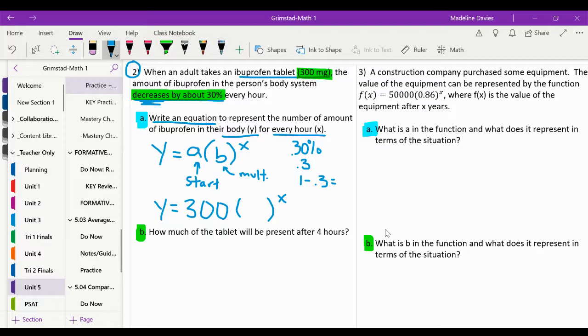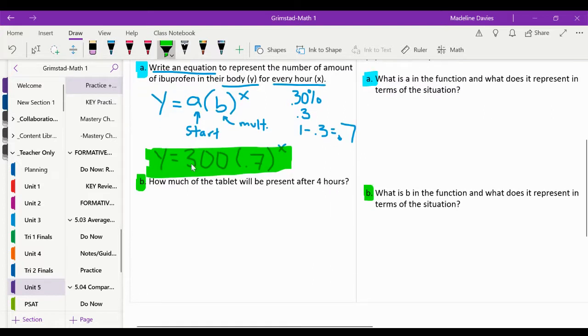Let me get my calculator. 1 minus 0.3 equals 0.7. So actually our multiplier then is 0.7. So here is our final equation. Y equals 300 times 0.7 to the power of x.